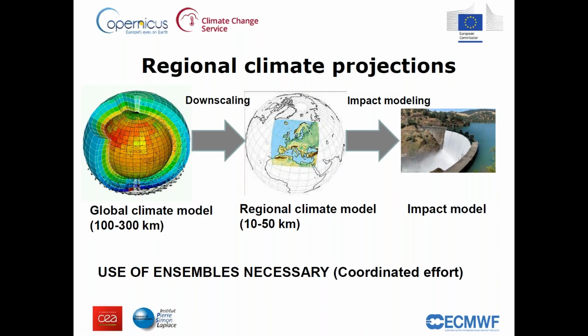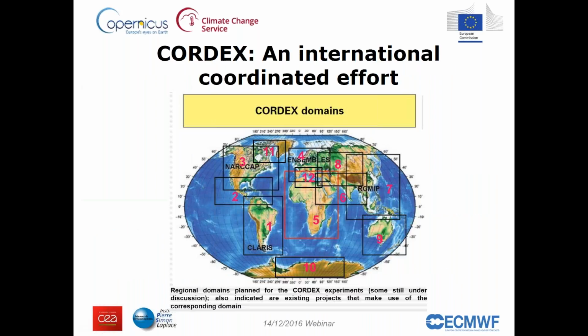One thing to mention is that in all regional climate projections we should not use a single model, because models have their own uncertainties, and uncertainties are very important if we look at one model only. And usually impact studies are done using an ensemble, or even sometimes several ensembles of models, which actually requires a coordinated effort internationally.